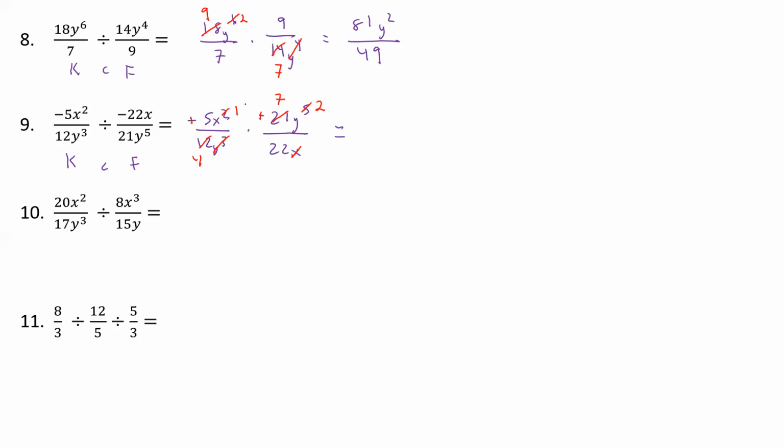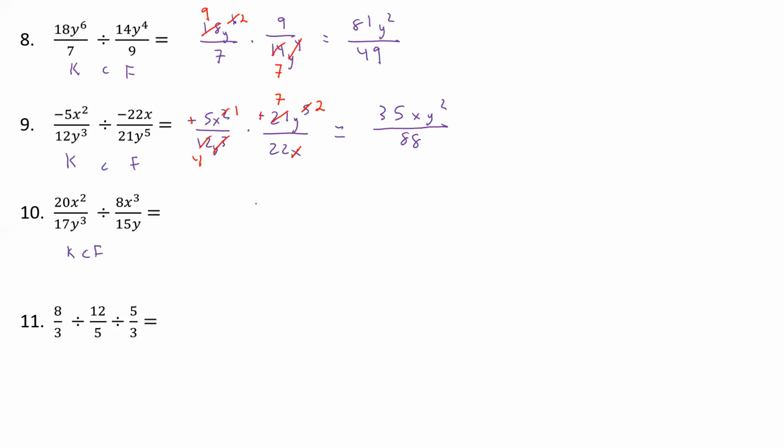So we have a 5 times 7, so that's a 35. Then we have the x to the first, y squared. And then when you have the first, you don't have to actually put it there. You can if you want to, but just a regular x is going to be fine. And then we have 4 times 22, so that would be 88. All right. How about this one?